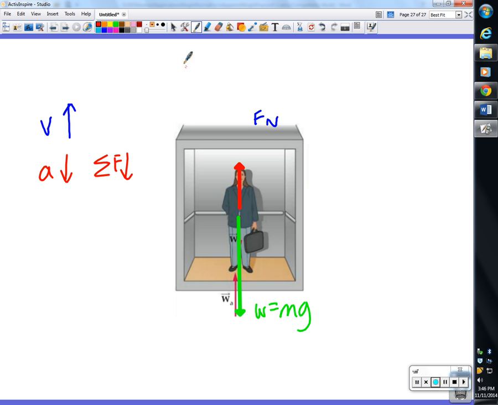I changed the color of this object, or of this force. I shouldn't have. There we go. All right.